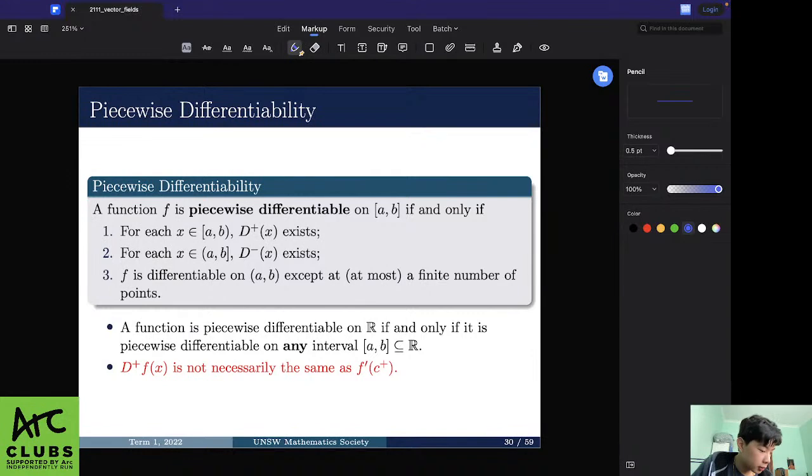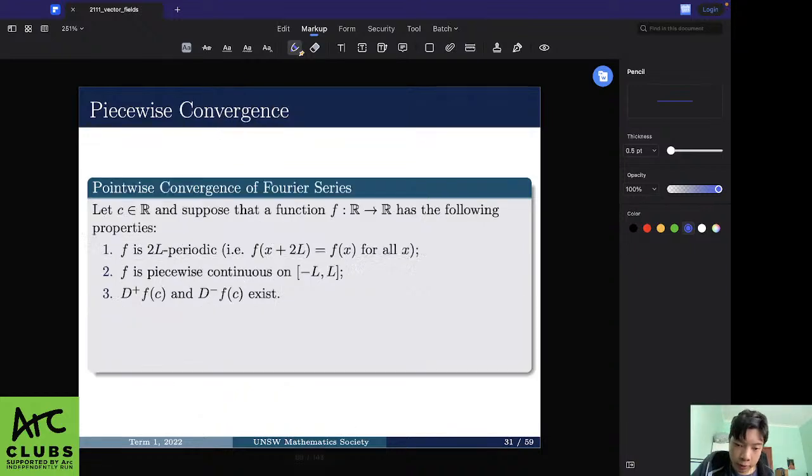And something to note is that the limit of our derivative at x is not equal to, so I think this should be d plus f of c is not equal to the limit of our derivative function. So that's something important to note. So let's look at C. Let's look at pointwise convergence. And it's essentially saying, how would a Fourier series converge?